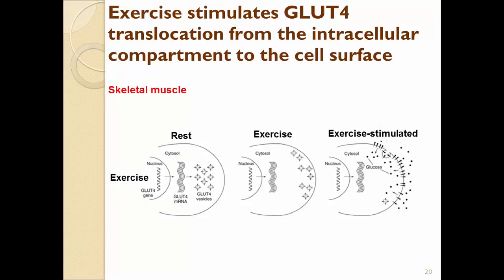And in skeletal muscle, in addition to insulin stimulating glucose uptake, exercise itself, muscle contraction, can also stimulate GLUT4 translocation to the cell surface, right? So this is through a different mechanism. You have a question?